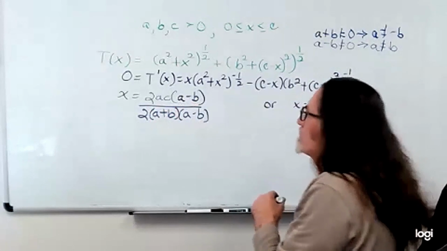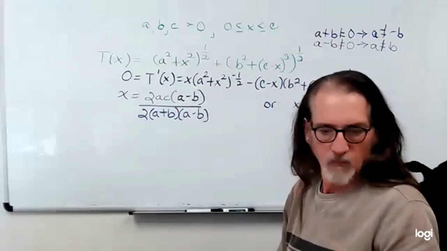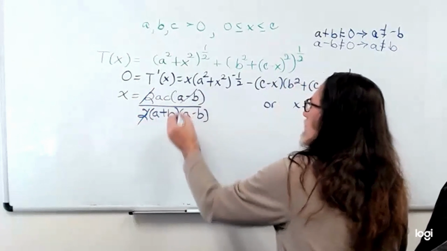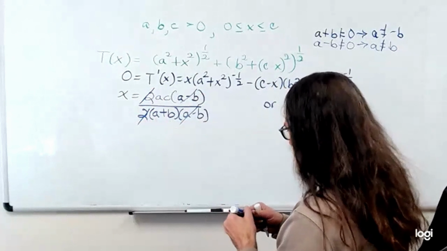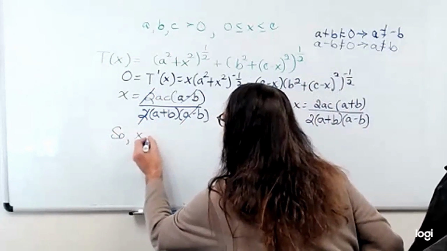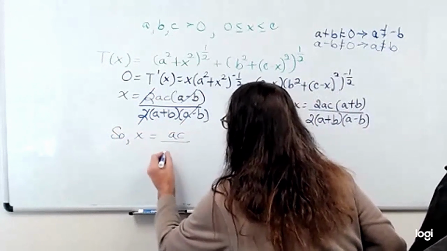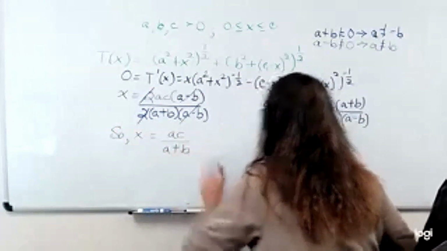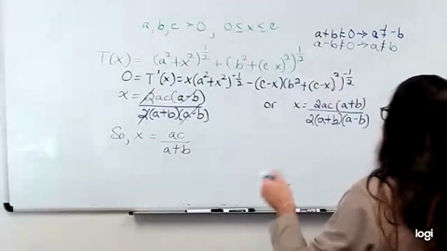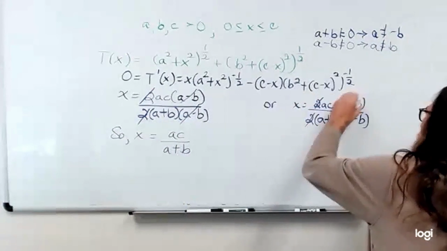Then in the first case where we have the subtraction, we can cancel the 2's and the a minus b's. In the second case where we have addition, again, cancel out the 2's, this time cancel out the a plus b's.